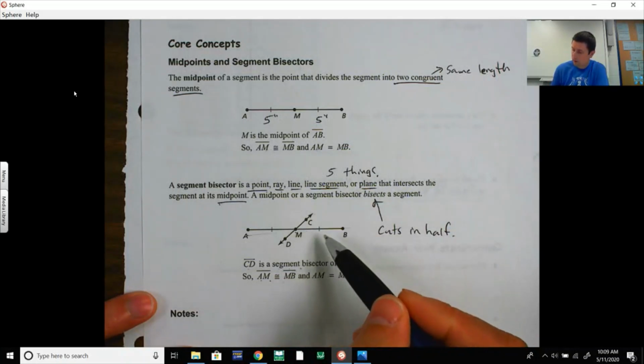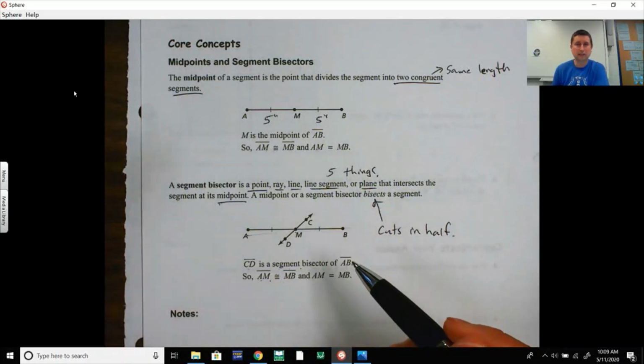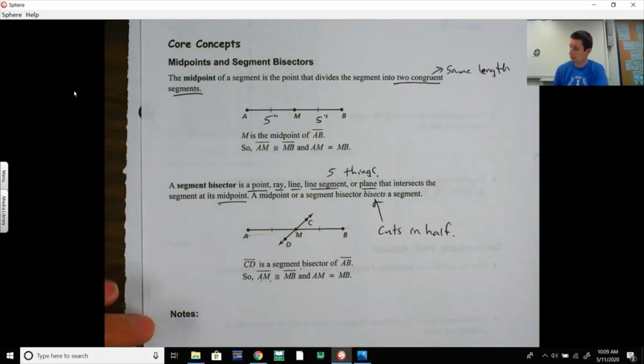Notice you can't have a line bisect. You can't bisect a line because a line doesn't have a length. It's infinite. It goes on forever.